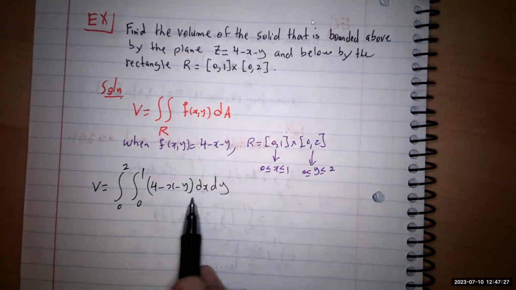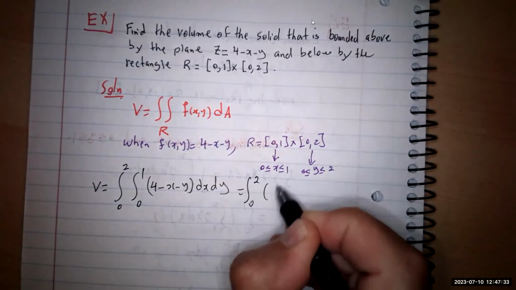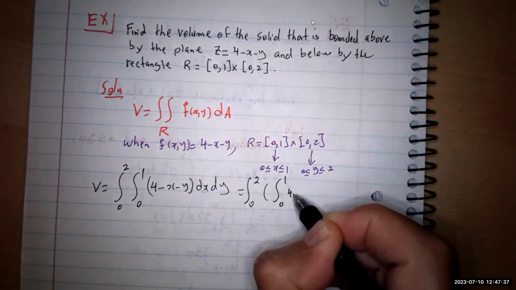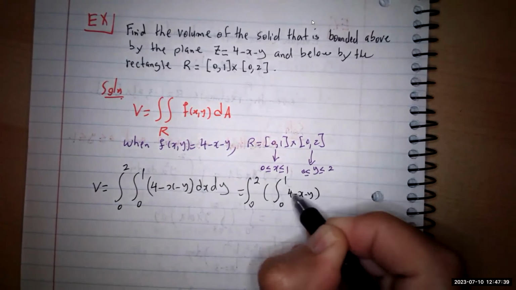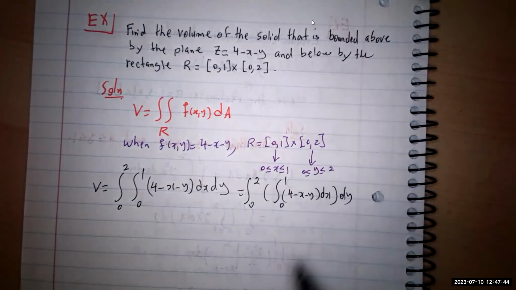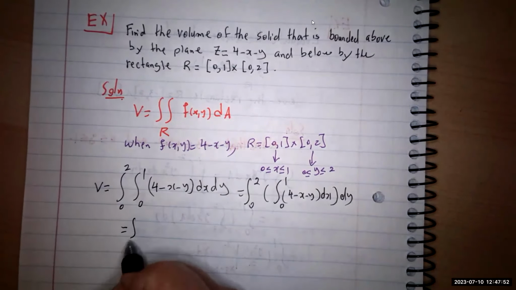Okay, so rewrite it, do the x first. You can do it right away, or just remind yourself that I'm going to do the x first, 0 to 1, 4 minus x minus y, dx. When I'm done, I come back and do the y. Carefully differentiate with respect to x. So this is going to be 0 to 2.